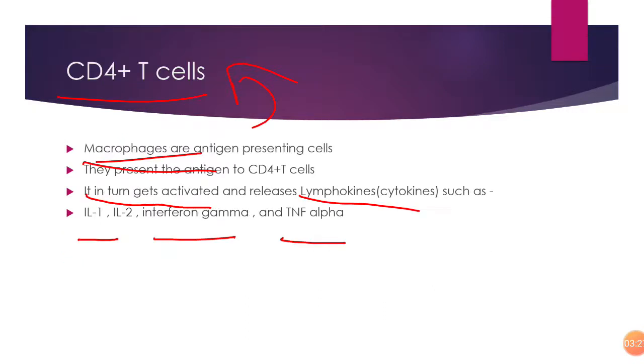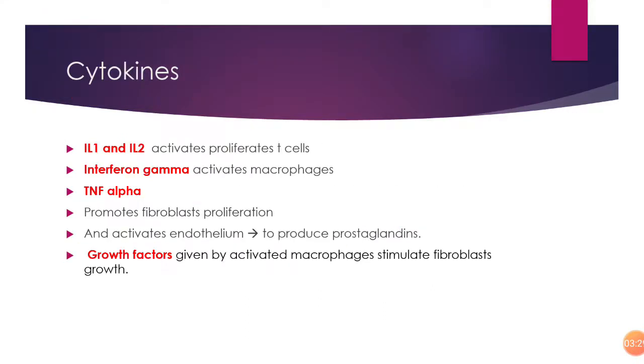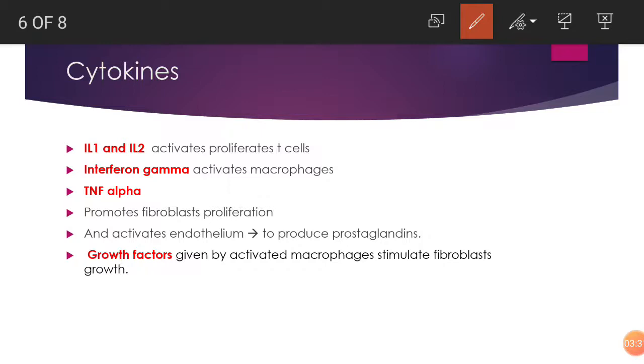As I previously said, cytokines are released by CD4 plus T cells. And I also mentioned which cytokines are released, that is interleukin 1 and 2, interferon gamma, and tumor necrosis factor alpha. Now what do these cytokines do specifically? Let's see their functions and roles.